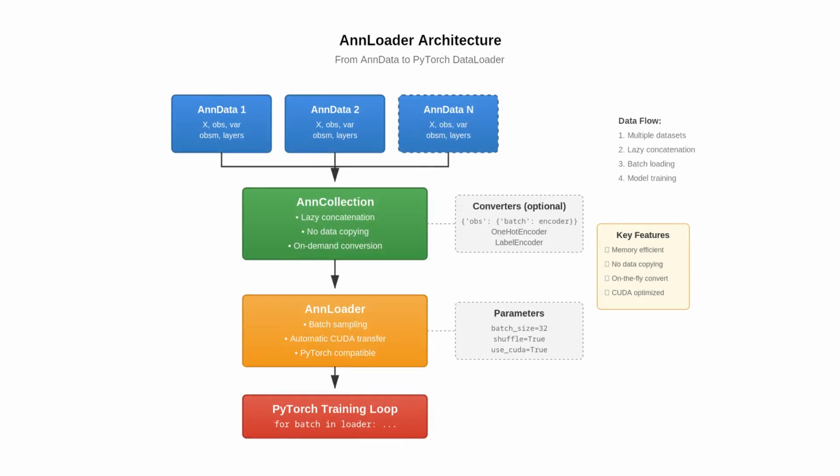AnnLoader provides a seamless interface between Anndata's biological data structures and Pytorch's training pipelines. The architecture consists of three main components. Here we can see an image showing the AnnLoader architecture diagram, which illustrates how data flows from Anndata through the loader to Pytorch tensors, with conversion and batching happening automatically.